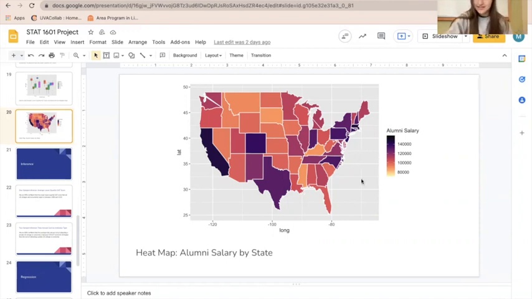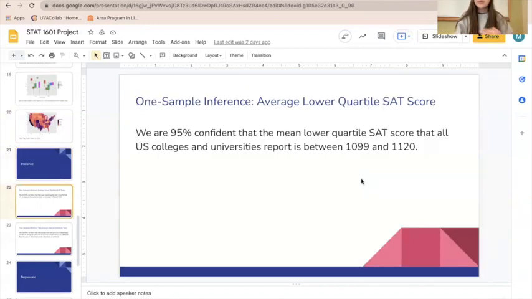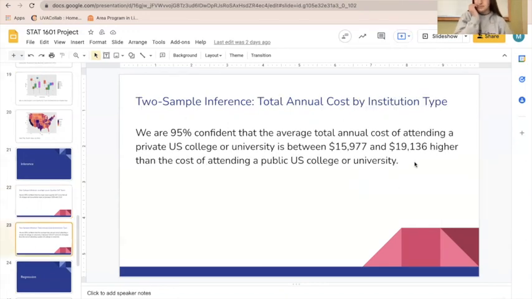And then next we have our inferences. So the first inference we do is the one sample inference, and we decided to do it on average lower quartile SAT scores. We are 95% confident that the mean lower quartile SAT score that all US colleges and universities report is between 1099 and 1120.